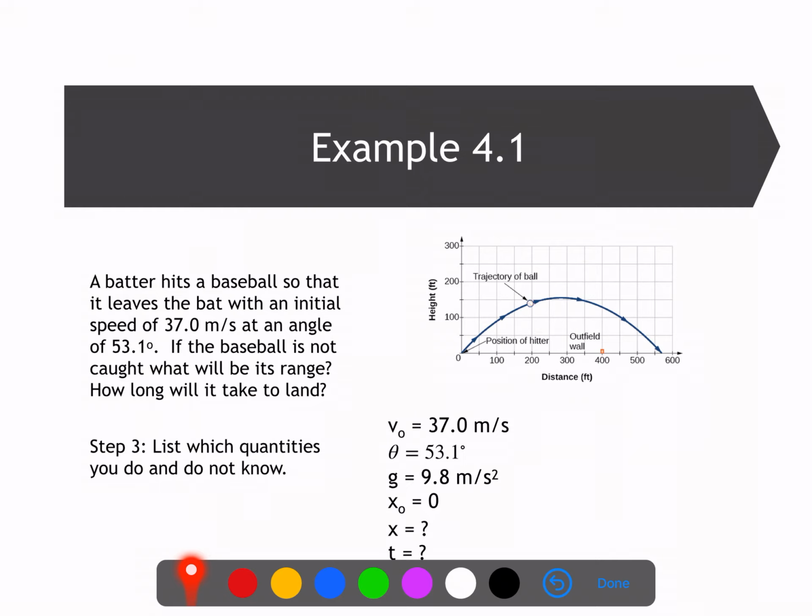I have a feeling, by the way, based on the way I've sketched this here, that this is going to be a home run that was hit. So let's see if we can quantify that and find out if that's the case.